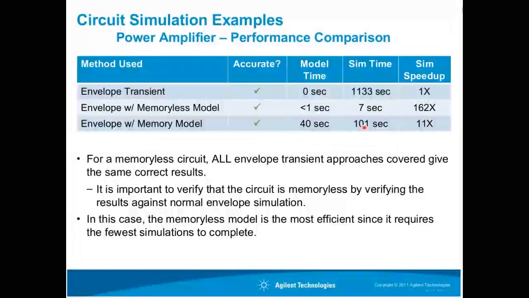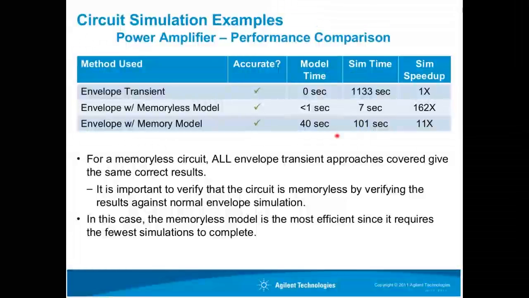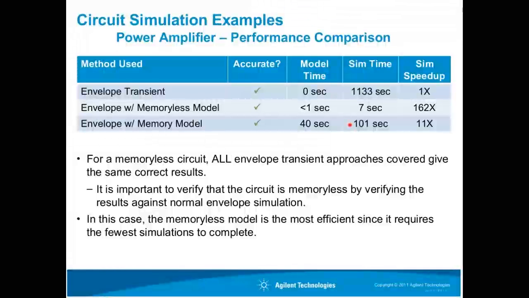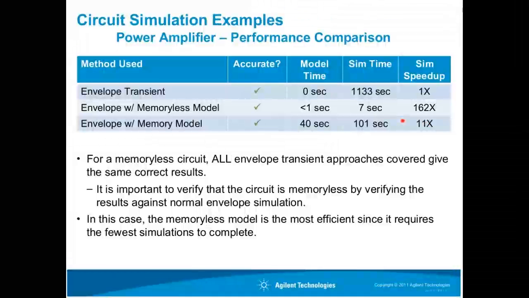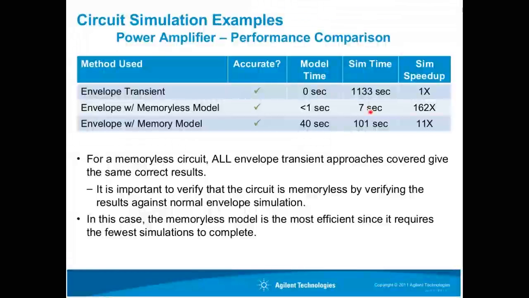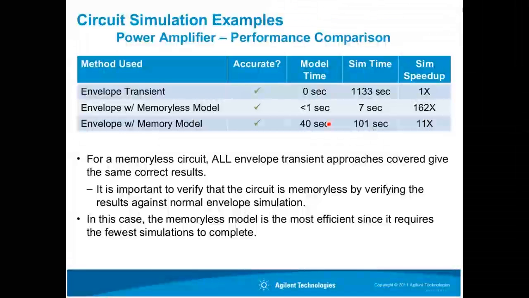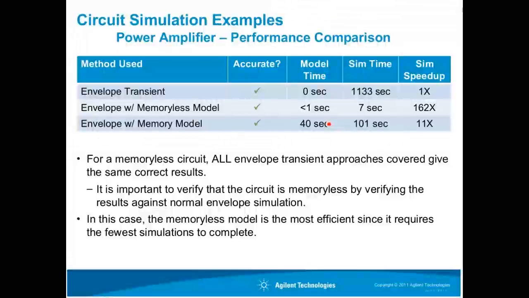build a memory model, and we did, and it took quite a bit longer. It took over 40 times as long to build the model, and the sim time was 13x slower than the normal envelope transient. But it was still 11 times faster than running normal envelope transient. And that's within the circuit simulator. So it's important to see that with an amplifier, even if you have memory effects that are important, you can still get a nice speed up by using a behavioral model for verification.